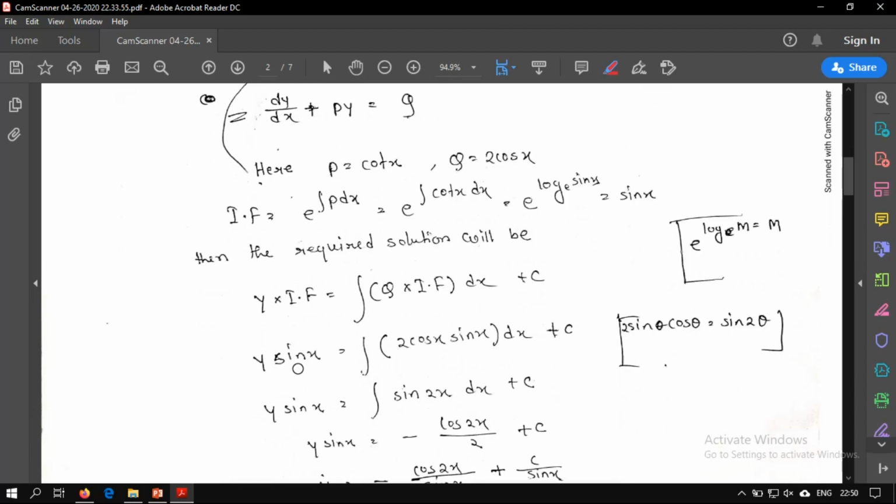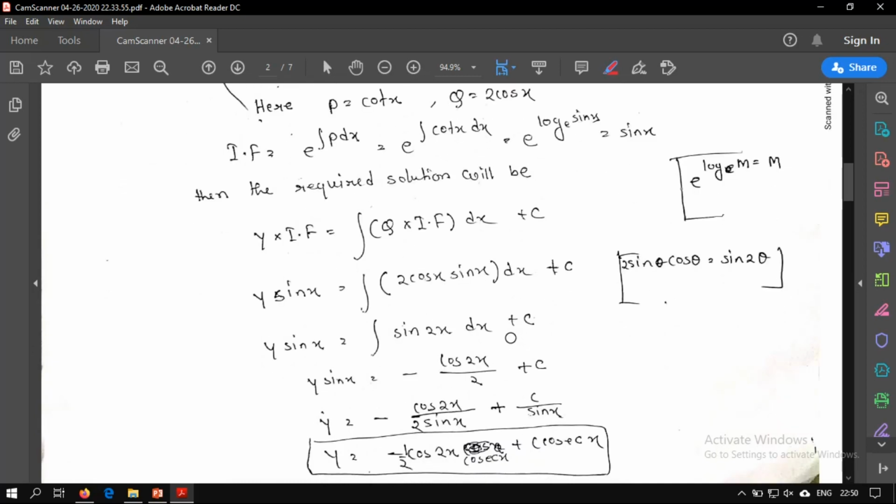Now multiplying both sides by sin x: y sin x equals the integration of, IF is sin x and Q is 2 cos x, so 2 cos x sin x dx. You have studied some formulas in trigonometry. One formula is 2 sin theta cos theta equals sin 2 theta. Here the format is 2 cos x sin x, compared to 2 sin theta cos theta, it will be sin 2x, so sin 2x dx plus c.